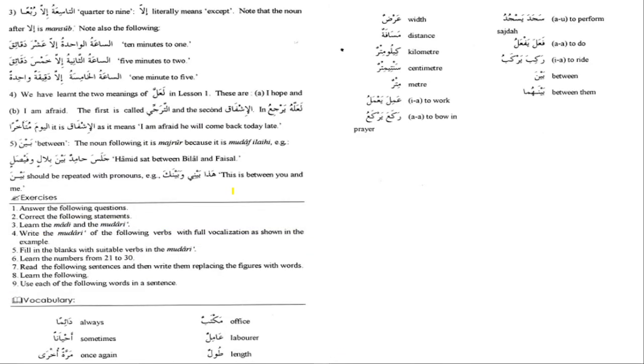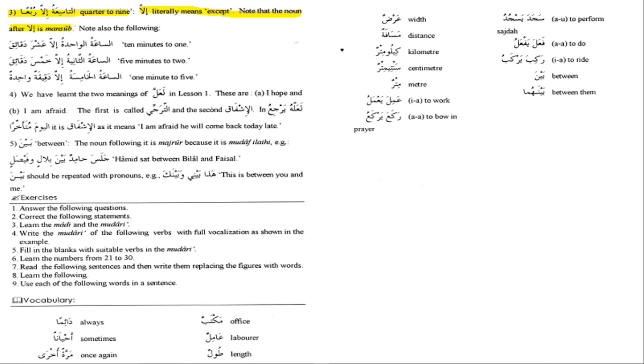Alright, so it's a short lesson. The third thing you learn in the lesson is how to say time. So look at this: At-tasi'atu illa rubu'an. Illa literally means except. Note that the noun after illa is mansub. So you should not mistake this with ila. Ila means to. Illa means except.